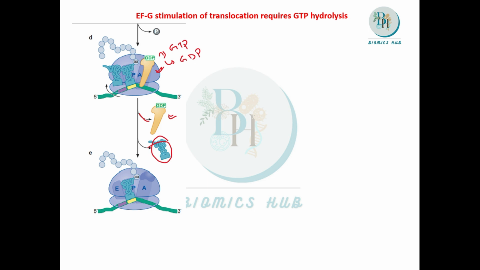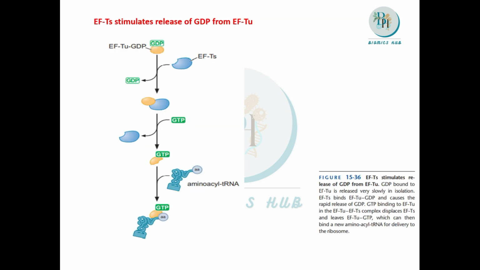Okay, now next we will see what was the function of EFTS. This EFTS was working for converting the EFTU from the GDP to the GTP form, so that it can take the activated amino acid tRNA.